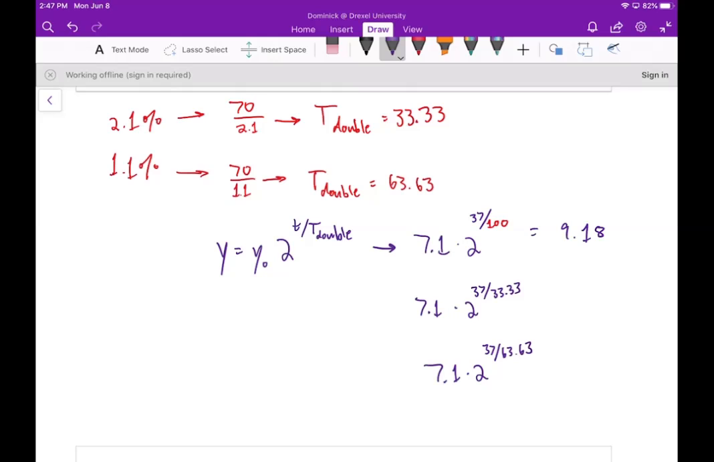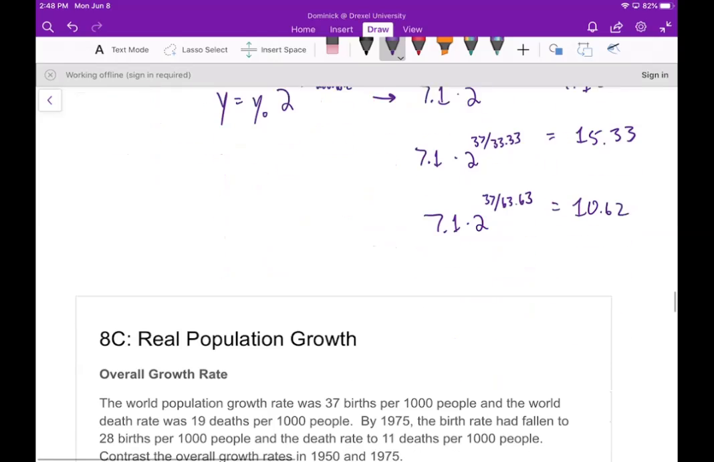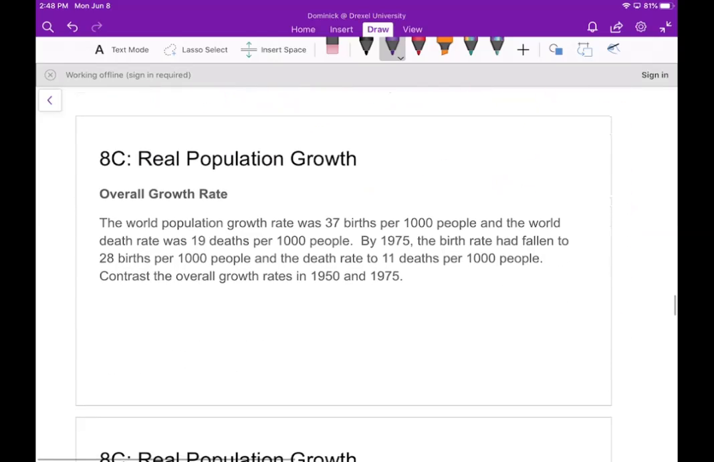Now, if we change our T double to 33.33, then we get that this is going to jump to 15.33 roughly. And then, of course, if we use 63.63, we're going to get 10.62. Okay, so again, even with these small changes in percentages, you see that they have a pretty big effect on what the outcome of these calculations would be.